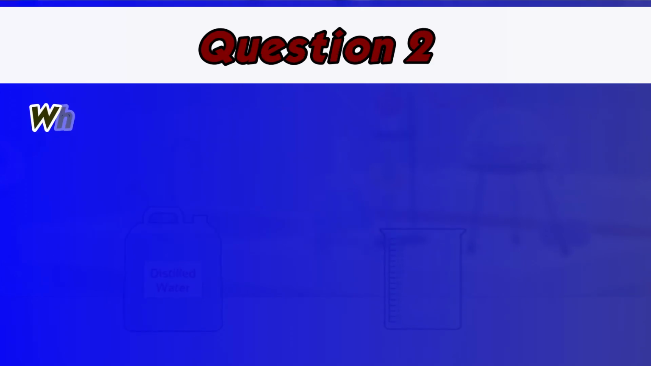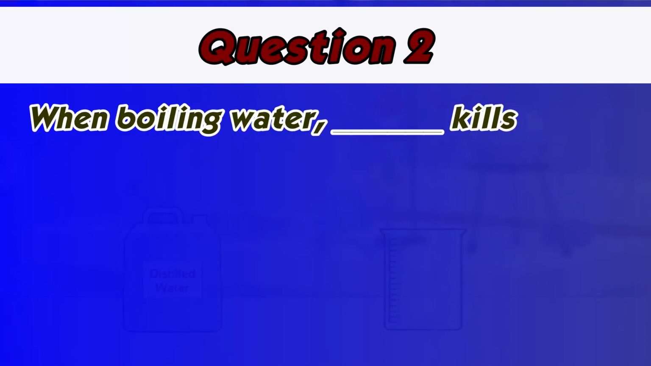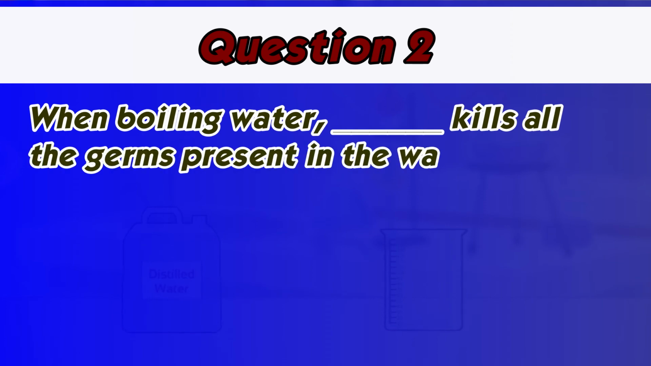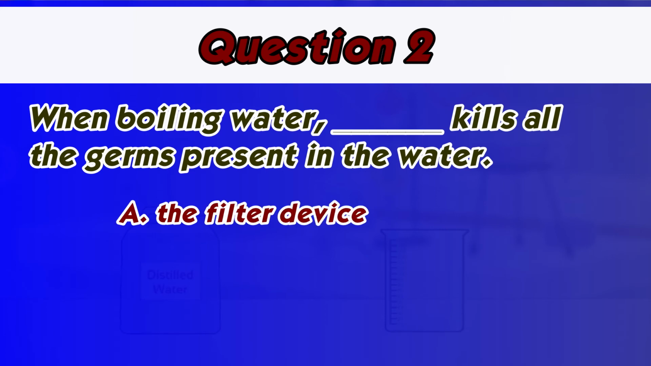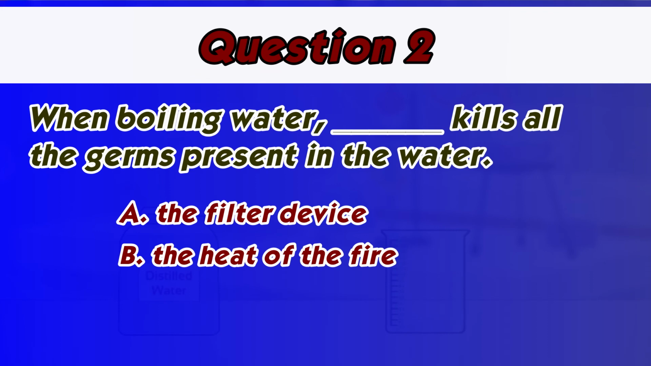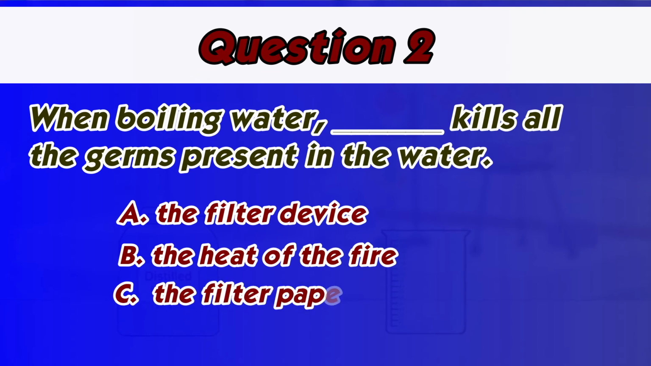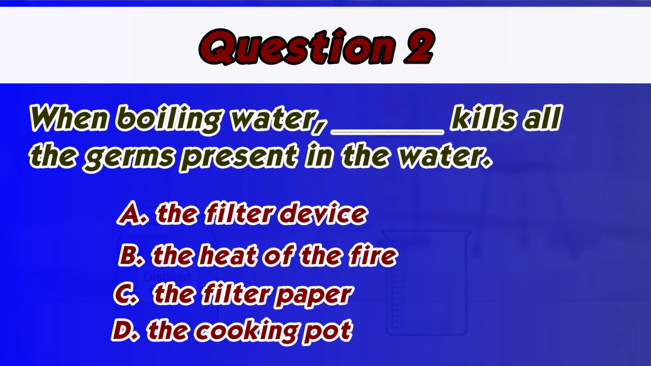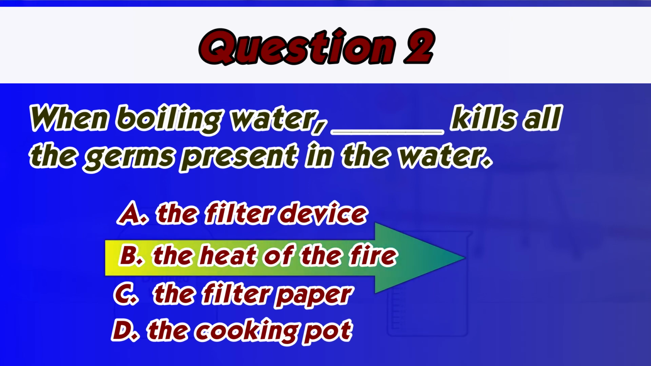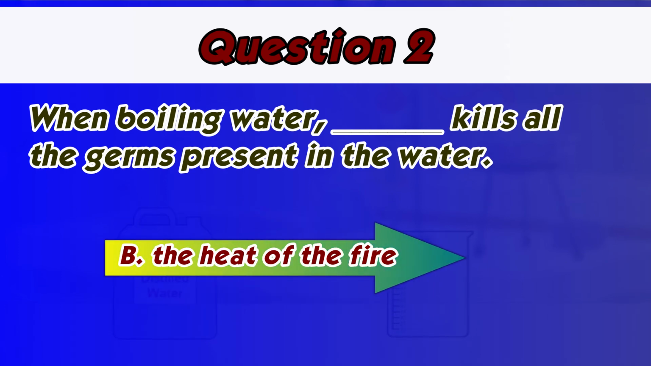Question 2. When boiling water, what kills all the germs present in the water? Option A. The filter device. Option B. The heat of the fire. Option C. The filter paper. Option D. The cooking pots. The correct answer is option B. When boiling water, the heat of the fire kills all the germs present in the water.